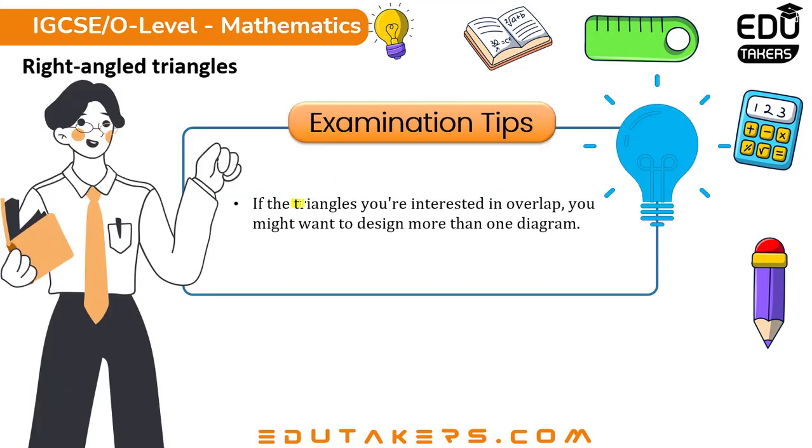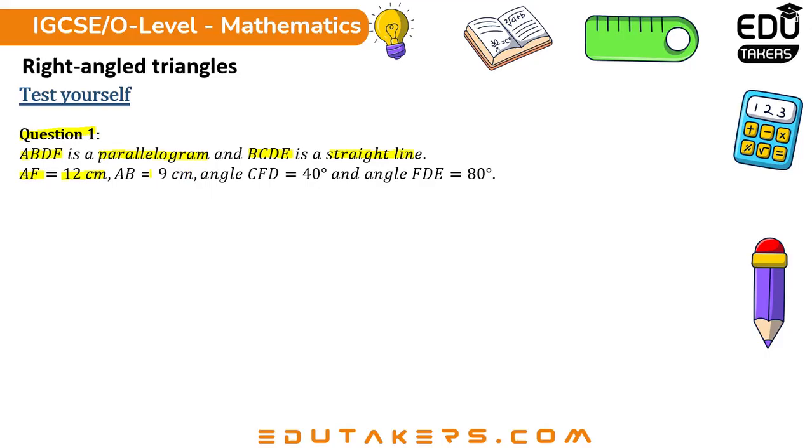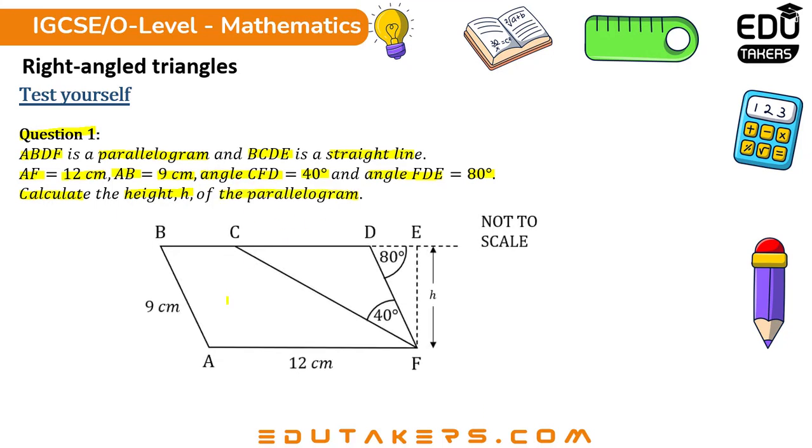Examination tips. If the triangles you are interested in overlap, you might want to draw more than one diagram. Test yourself. Question 1. ABDF is a parallelogram and BCDE is a straight line. AF is 12 cm, AB is 9 cm, angle CFD is 40 degrees and angle FDE is 80 degrees. Calculate the height h of the parallelogram. The diagram is given, which is not to scale. It's a 2-mark question.